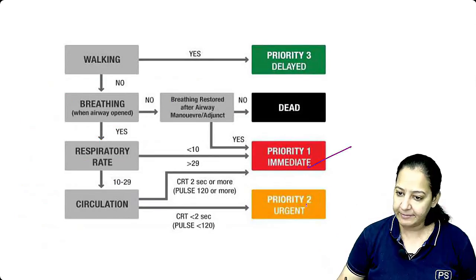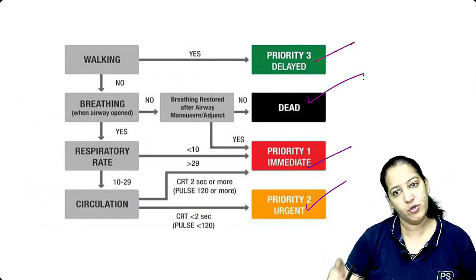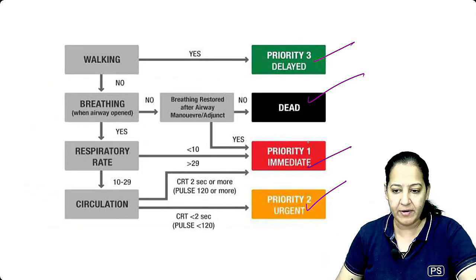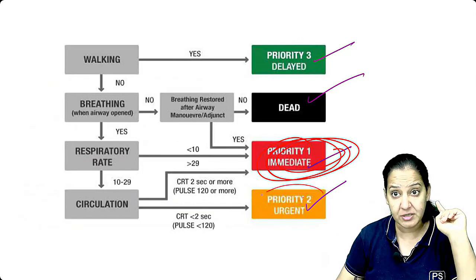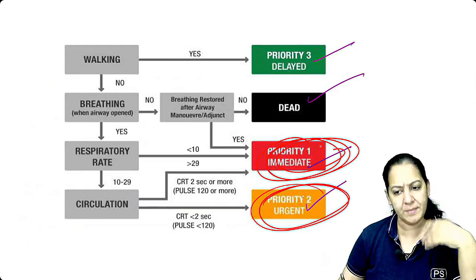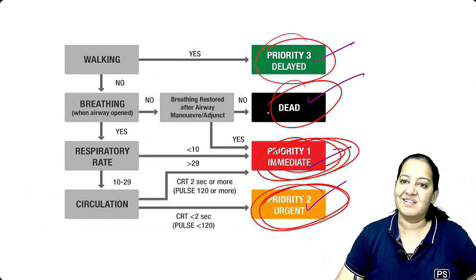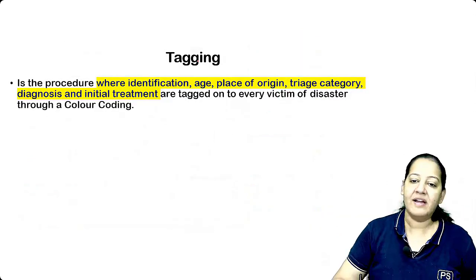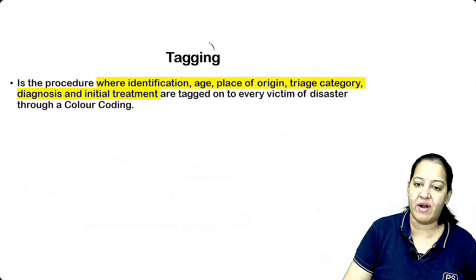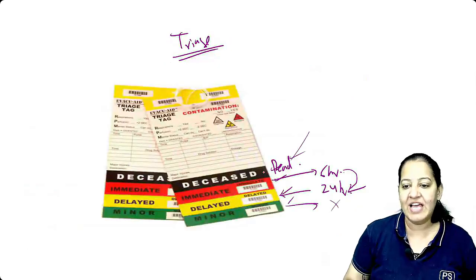So red, yellow, green, and black. You got which one is what. So priority number 1 is red, immediate. 2 is yellow, that is urgent, not immediate but urgent. 3 is green, delayed, we can delay them. And 4 is black, dead. Please learn. And not only are we doing the triage, after that we are tagging them with the help of the band.